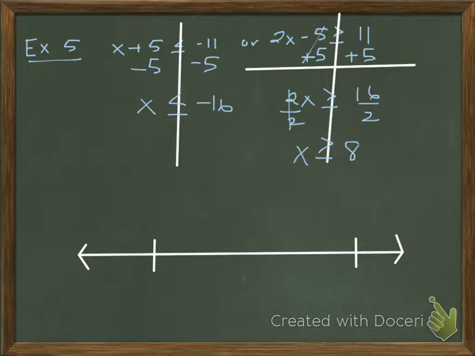Okay, so let's go ahead and drop down our numbers. We have negative 16 and 8. What kind of circle am I going to have on negative 16? Well, it's less than or equal to, so I'm going to have a closed circle. Okay, which direction is my inequality pointing? I can use that because the x is on the left-hand side. It's pointing to the left.